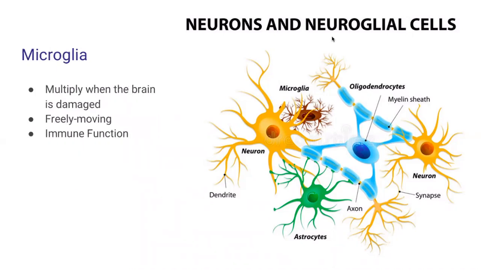Let's talk about microglia. Microglia are going to be smaller, based on their name, micro. And these are going to have the immune function that we need to make sure our neurons are staying healthy and they're not being threatened by harmful substances. So they're going to multiply when the brain is damaged, and they're going to move freely throughout our brain. And of course, they're going to serve an immune function, and they're macrophages, which means they're going to phagocytize anything that might be alien or a threat to our body. So that's this little brown cell right here.